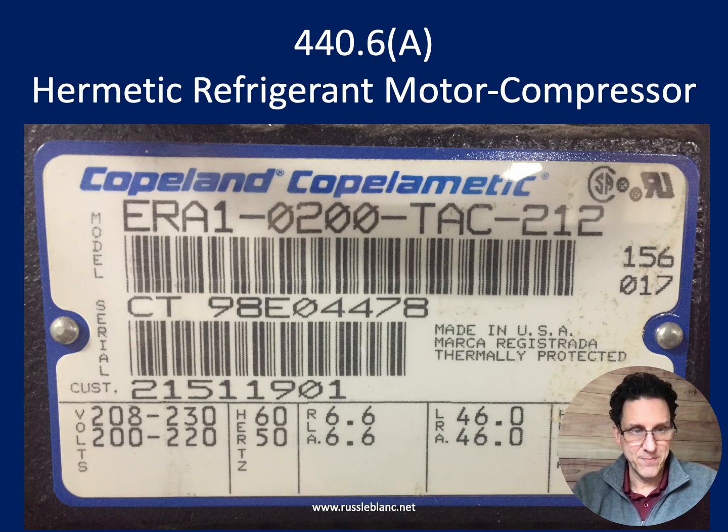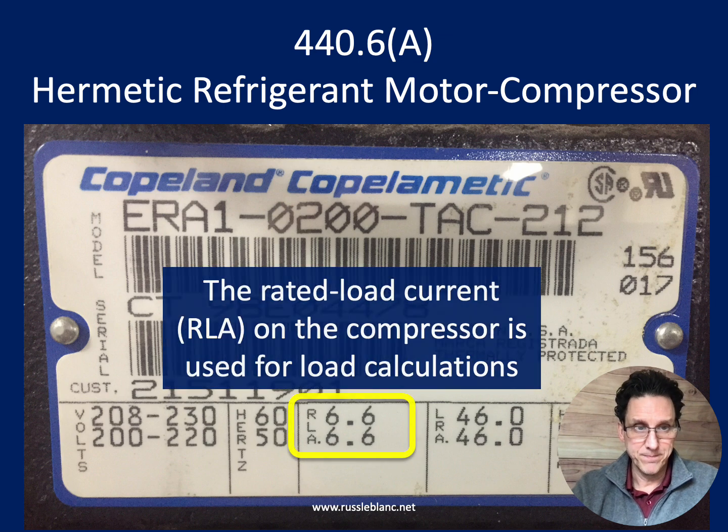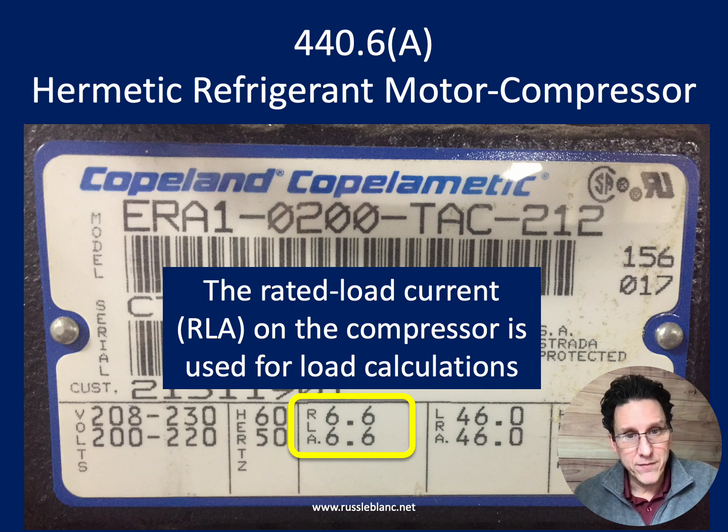All right, so there's an example of the compressor nameplate, and we're looking for the RLA, and there it is, 6.6 amps. That's the number we use for load calculations. Don't use the LRA, 46 amps there, you see that? That's the locked rotor amperage. We would use that for sizing disconnects as far as figuring out the equivalent horsepower. I'll probably do a video on that at some point too, so watch for that video. Equivalent horsepower calculations.